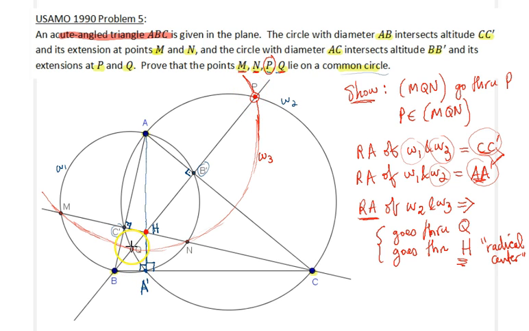So as a result, you can clearly see that Q and P, so that's my radical axis. And so that beautifully proves that the points M, Q, N, and P are concyclic points. And that solves our problem.